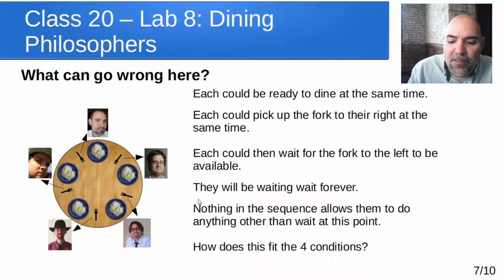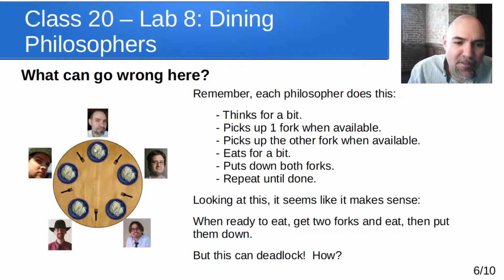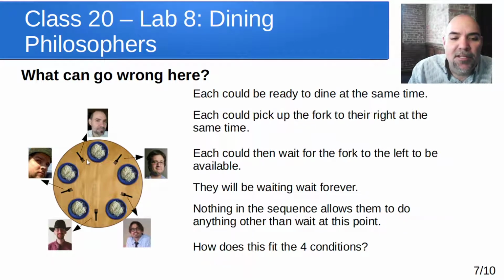You might think, well, it can't deadlock because eventually they'll get both forks, they'll eat, and they'll put them both down. But imagine that they each get ready to dine at the same time. Each one picks up the fork on their right at the same time. And then they go to pick up the fork on their left, and it's gone, so they have to wait.